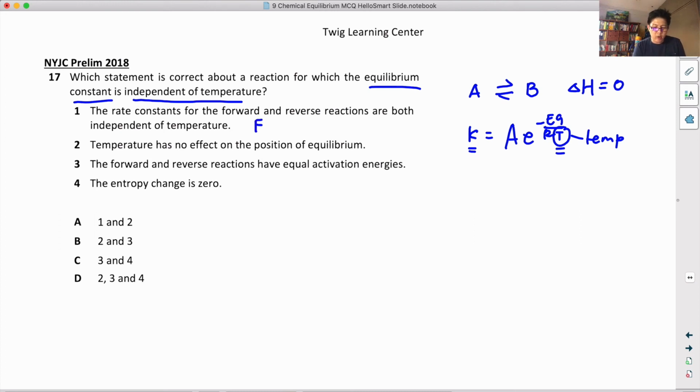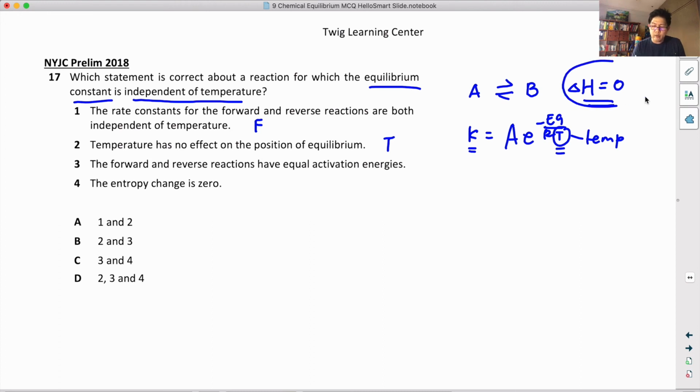Temperature has no effect on the position of equilibrium. Yep. So for this case, since this reaction is neither exo nor endo, when you increase temperature, there is no bias. It won't shift more to the right or more to the left. Okay, so has no effect. This is definitely true. The forward and reverse reactions have equal activation energy.